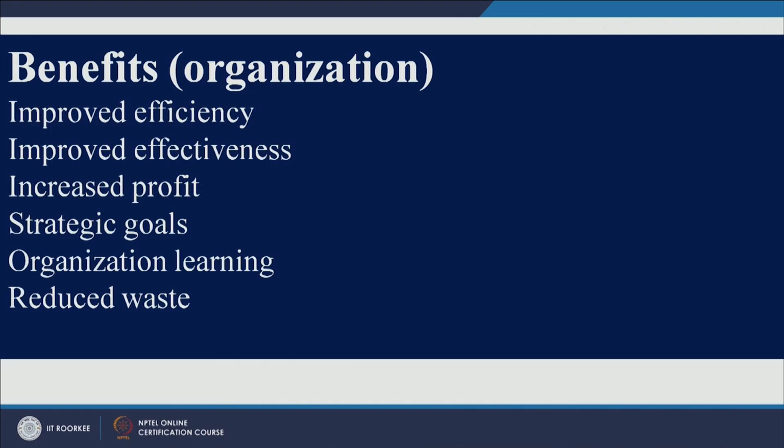We want organizations to benefit from projects, and these are a couple of benefits an organization can get from projects. So, you have got improved efficiency and improved effectiveness. The major difference between efficiency and effectiveness is that efficiency deals with means of doing work, while effectiveness deals with whether you are doing the right work or not. Effectiveness is always focused on end results, while efficiency deals with how you are doing things at a particular point of time.